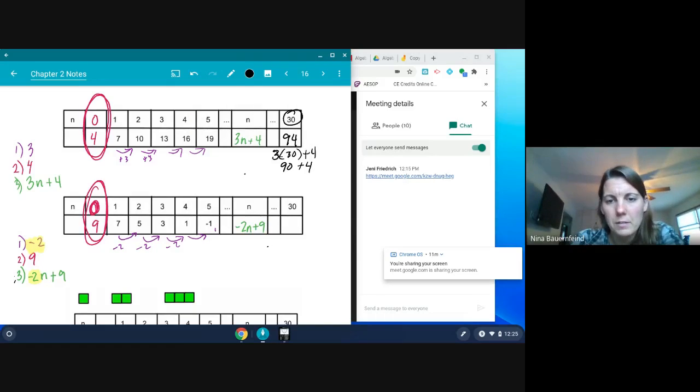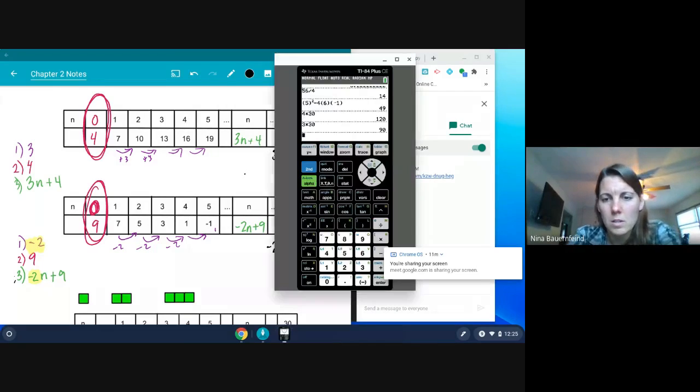And then we go negative 2 times 30 plus 9. Negative 2 times 30, enter, plus 9, enter, is negative 51.